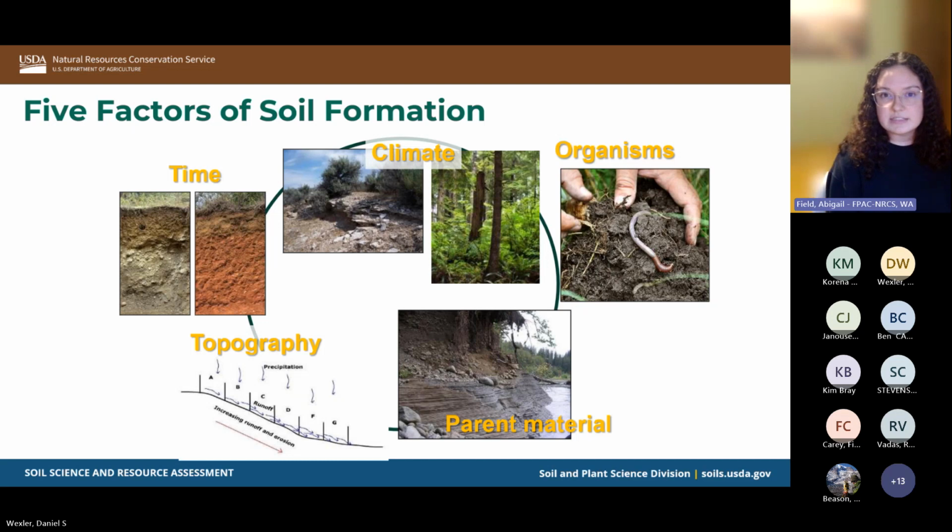And then time. Soils need lots and lots of time to develop into very distinct horizons. And when we talk about organisms, both micro and macro organisms, and a big one to consider is plant material and adding organic matter into the top of the soil. Next slide.